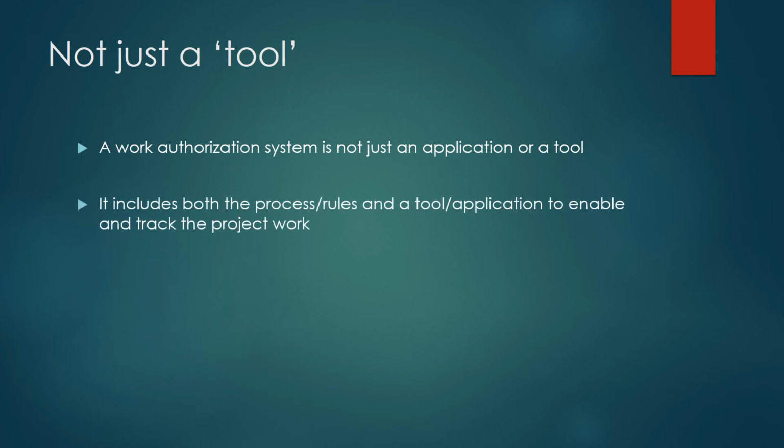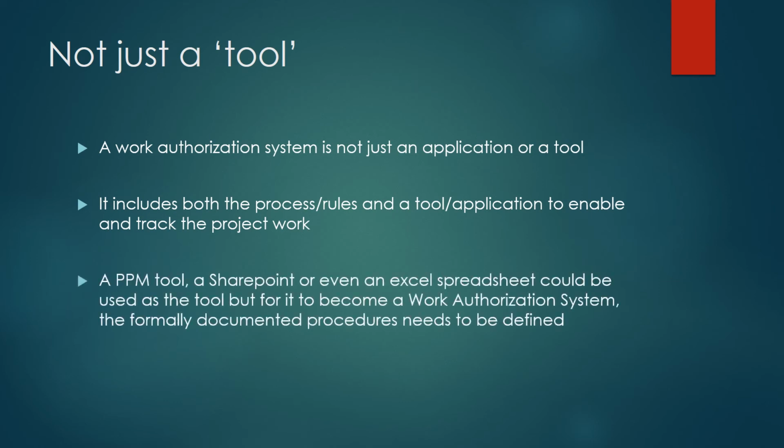You need to understand that a work authorization system includes both the processes and the rules of how the work will be authorized. We talked about procedures, right? So it includes that, as well as a tool, an application, or software to enable and track the project work or the work packages. So it is not just a tool, but a combination of the process, the rules, and the tool itself.